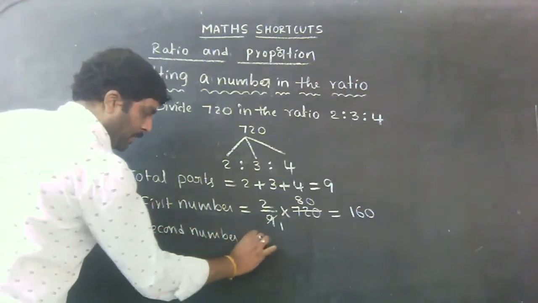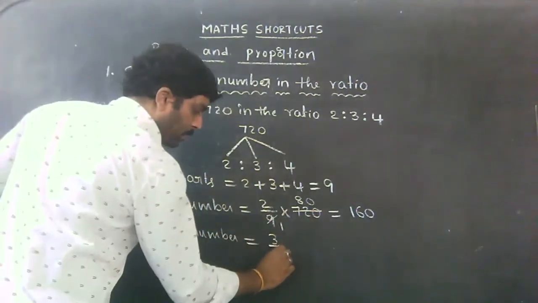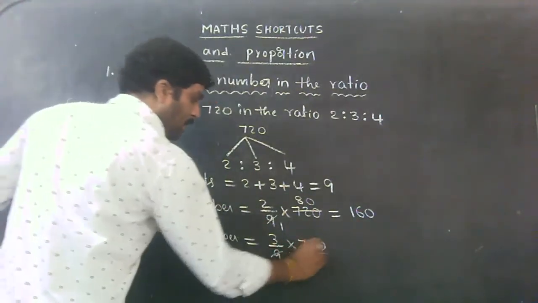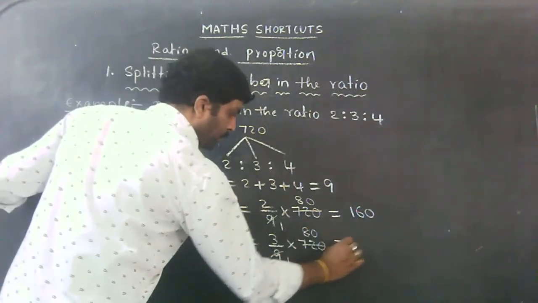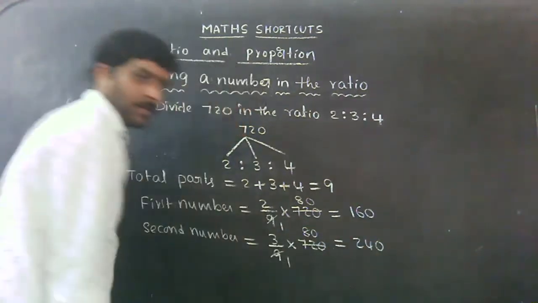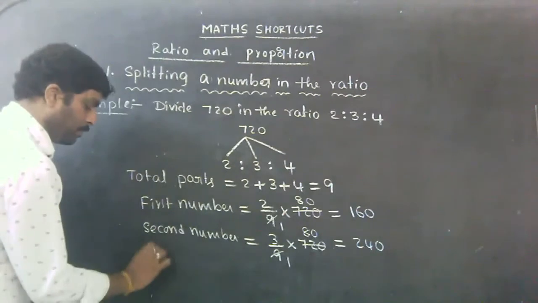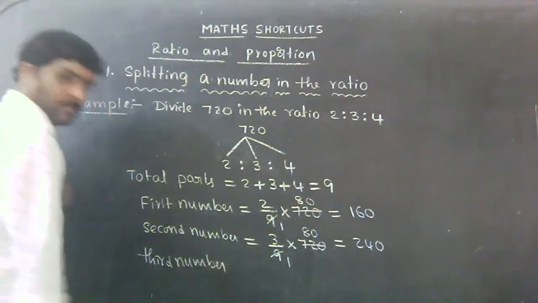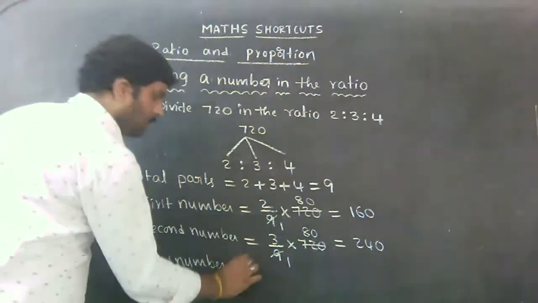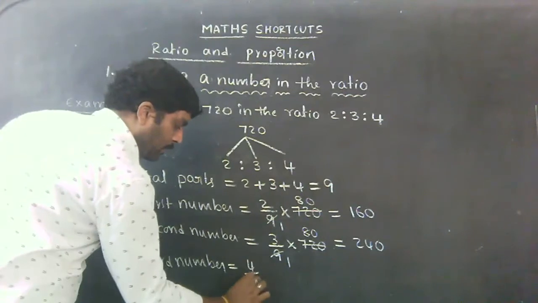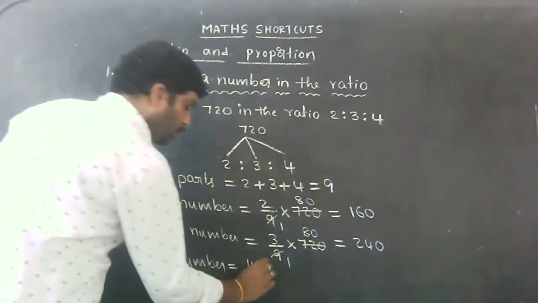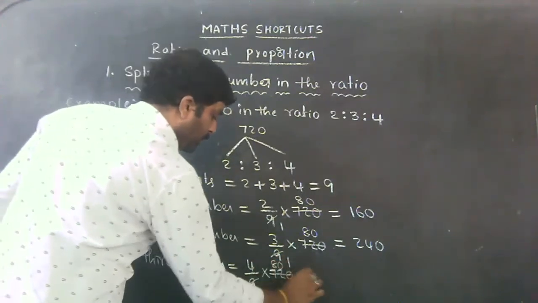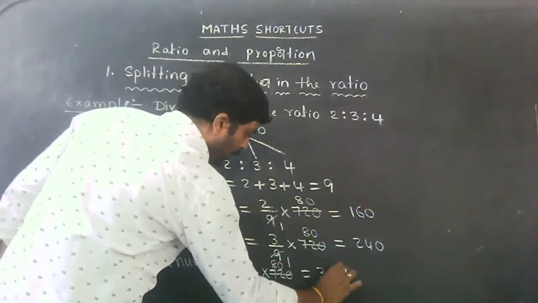Next, the second number is 3 by 9 into 720. 9 eights are 72, so 80, and 3 into 80 is 240. The third number, similarly, is 4 by 9 into 720. 9 eights are 72, so 80, and 4 eights are 32, so 320.